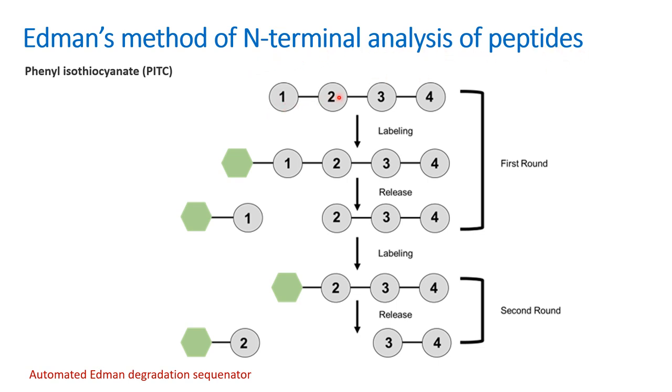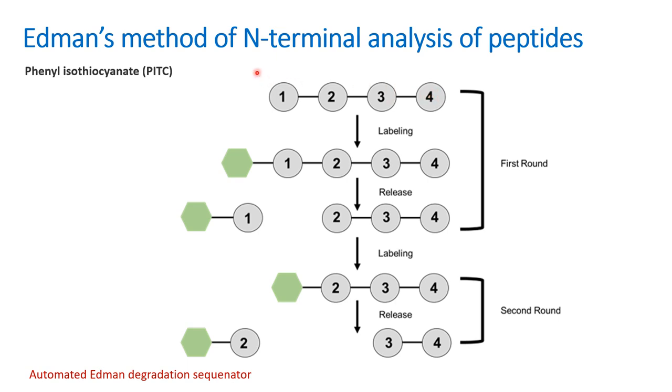So let us assume a pictorial representation of a peptide sequence. 1, 2, 3, 4 are actually amino acids. So this is a tetrapeptide sequence that is presented here. When we have four amino acids in a molecule, how can we sequence them? How do we find the order in which these amino acids are arranged?